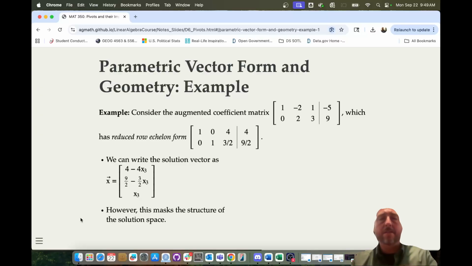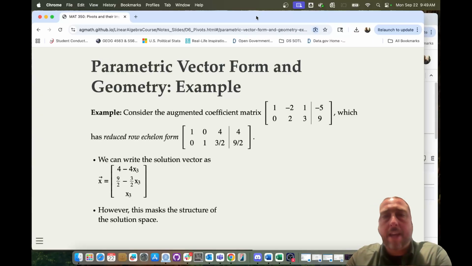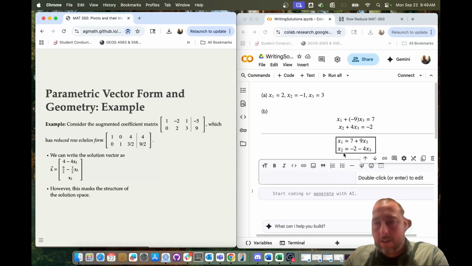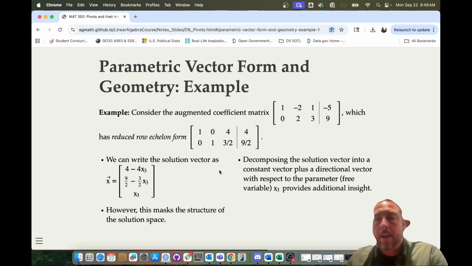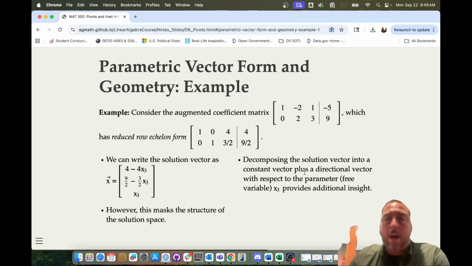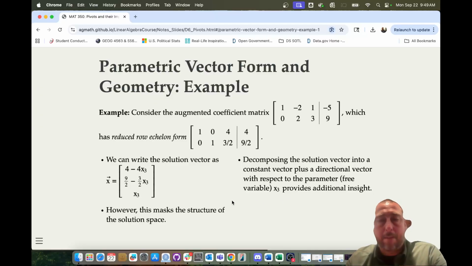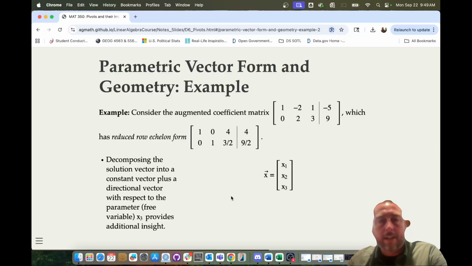This does, though, mask the solution space. It's kind of the same thing that we did here with our earlier example. We just didn't explicitly write the third component, that free component. This does, though, again, mask the structure of the solution space. But if we decompose the vector into a constant vector plus a directional vector, with respect to that parameter, so here the free variable x3, that's going to provide us with additional insight. So here's what that looks like.